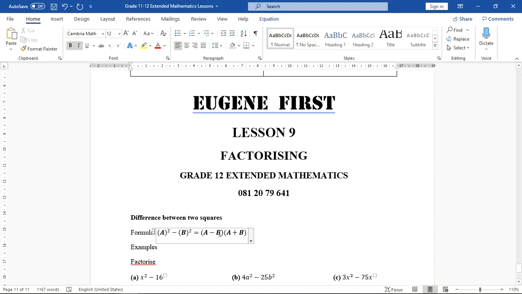Okay, so the first number must be a square number, the second number must be a square number, and there should be a minus sign between them. So that's why they are called a difference between two squares. Okay, so you need to remember this formula, that is just two brackets, a minus b and a plus b.